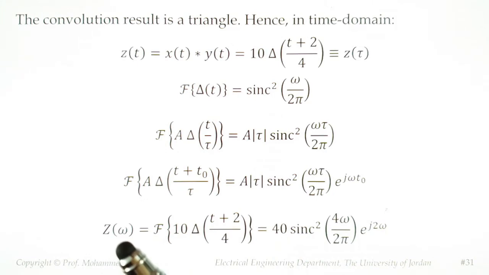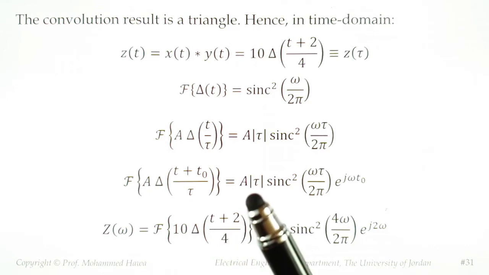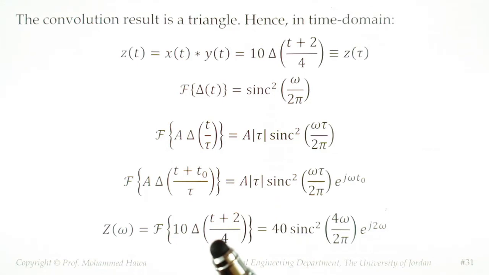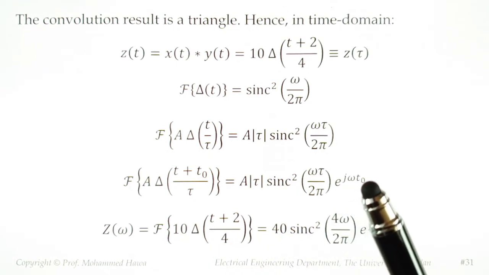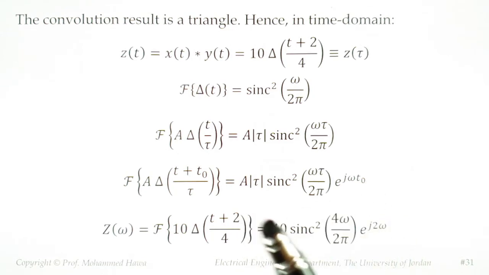So Z of omega, which is the Fourier transform of z of t, 10 delta of (t plus 2) over 4, is equal to A multiplied by the absolute value of tau, 10 multiplied by 4, that's 40, sinc squared of omega multiplied by tau, which is 4, divided by 2 pi. Don't forget e to the j omega t naught. The amount of shift is 2, so it's e to the j 2 omega. That's the Fourier transform of the convolution result.